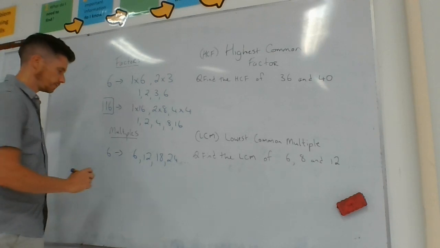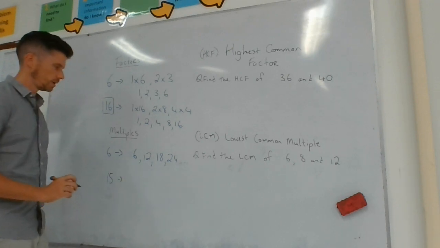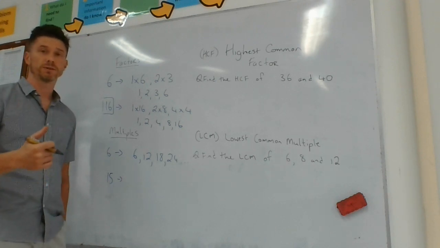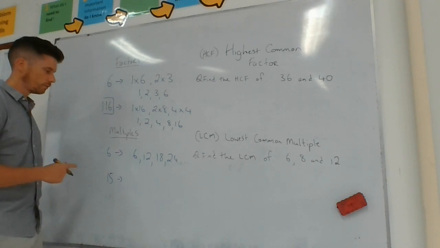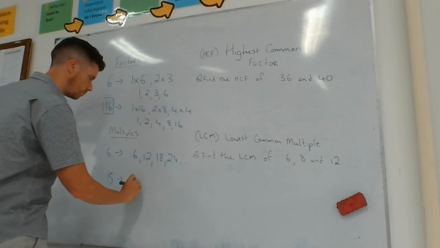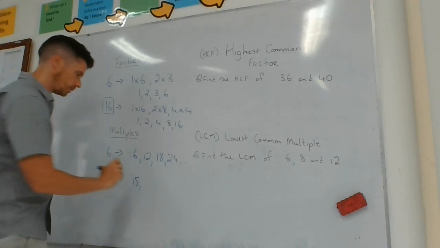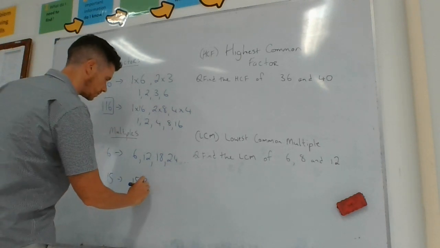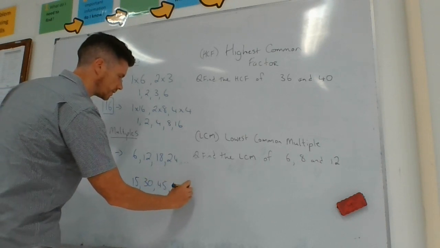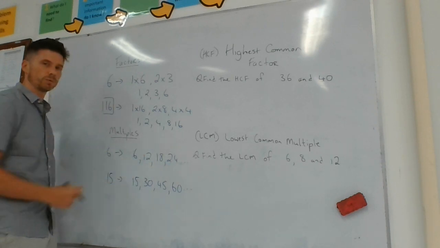Let's do another example. So let's say we have the number 15. Now I want to find the multiples. So the factors of 15 are 1, 15, 3, 5, but that's not what we want. We want the multiples. So remember, multiples, the smallest multiple is the number itself, and then you get bigger. So 15 times 2 is 30, times 3 is 45, times 4 is 60, and so on. So if we're asked to list the multiples, we list them like this.